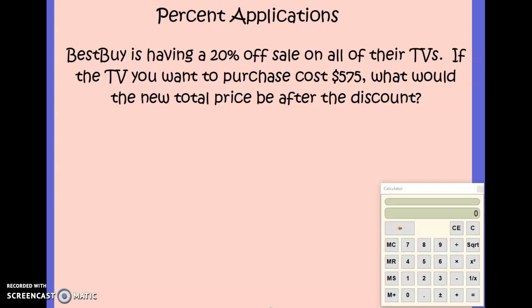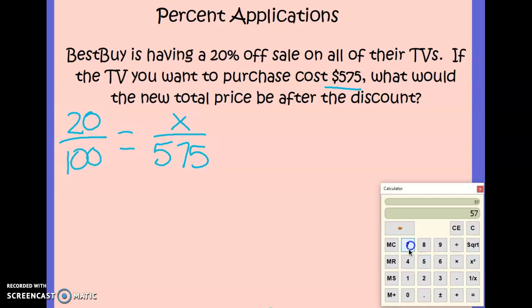Best Buy is having a 20% off sale on all of their TVs. If the TV you want to purchase costs $575, what would the new total price be after the discount? Okay, so we're going to set this one up. We have 20% off, so 20 out of 100. And we're trying to find the new price if it originally costs $575. Since that's our original cost, we're going to put that as our whole. Okay? And then we're going to cross multiply and divide.